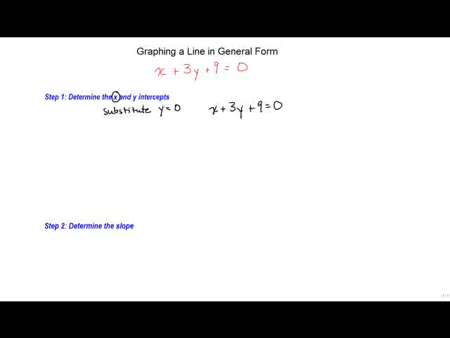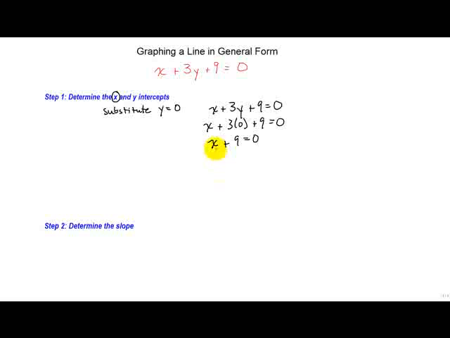So to determine the x-intercept, what we're going to do is take our equation that's written in general form, and substitute the y for 0. So we're going to end up with x plus 3 times 0 plus 9 equals 0, and that in turn leads to x plus 9 equals 0, because 3 times 0 is nothing.